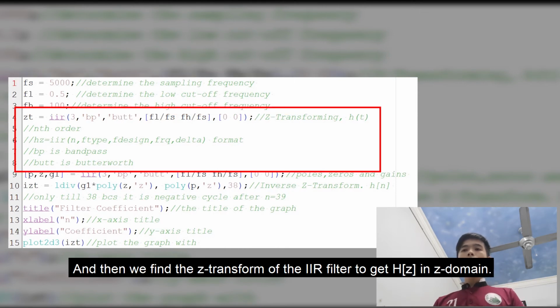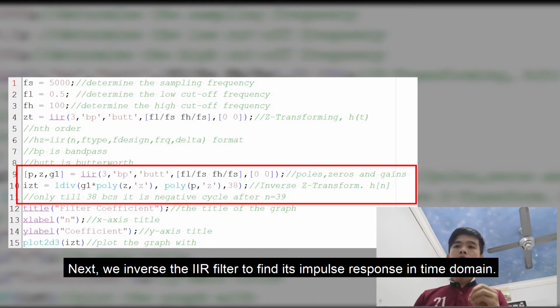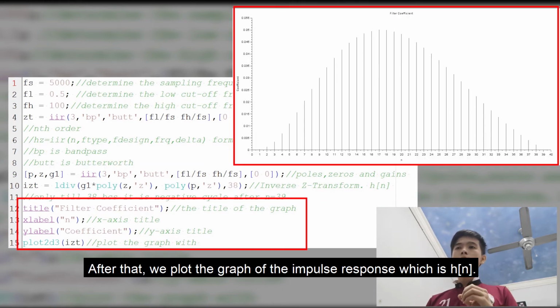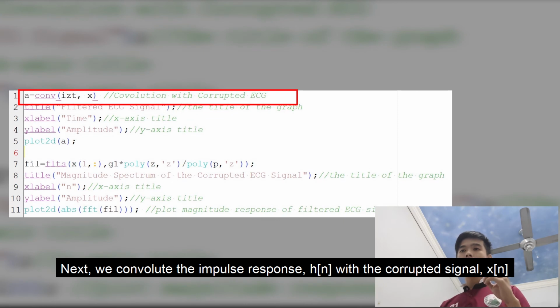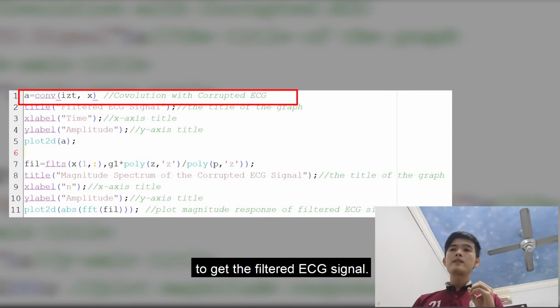And then we find the Z transform of the IIR filter to get the Hz in the Z domain. Next, we inverse the IIR filter to find its impulse response in the time domain. After that, we also plot the graph of the impulse response, which is hn. Next, we convolve the impulse response hn with the corrupted signal, which is sn, to get the filtered ECG signal.